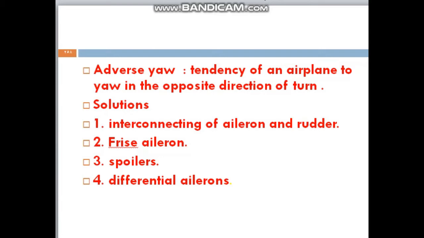So, what's the solution for the adverse yaw? We have four things that prevent the aircraft from making adverse yaw. The first one, interconnecting of aileron and rudder. The second one, Frise ailerons. The third one, spoilers, and the last one, differential ailerons. Now we will talk about each one individually, and we will start with the interconnecting of aileron and rudder.